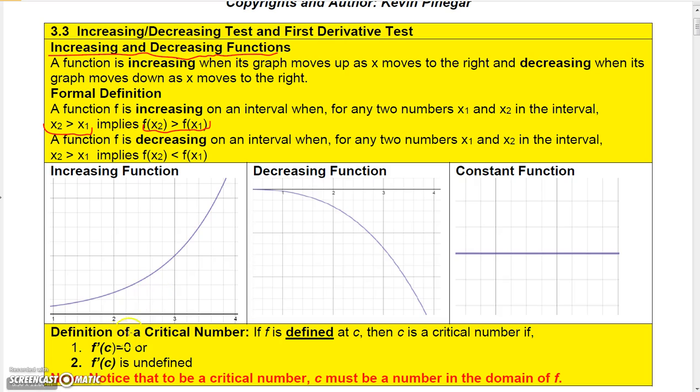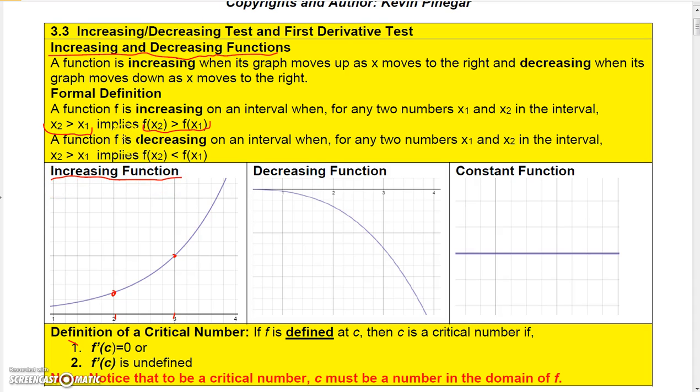x1. So, if you look at this first function down here, you can see that here's an x value 2, and then here's an x value 3, and you can see that obviously, first of all, 3 is greater than 2, and f of 3 is greater than f of 2. And so that's true all the way through here. If you pick a larger x value, you're going to get a larger y value. So this function is increasing on the interval that I've shown there.